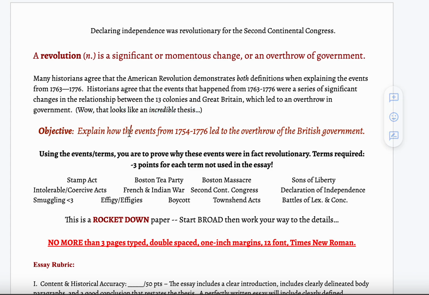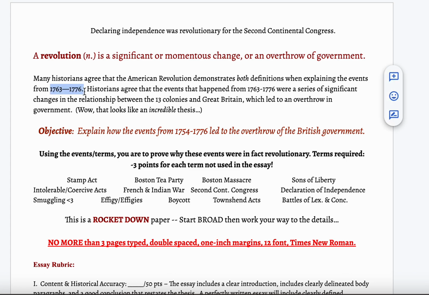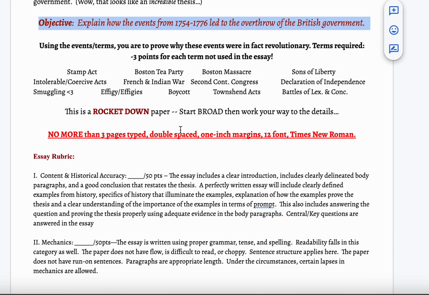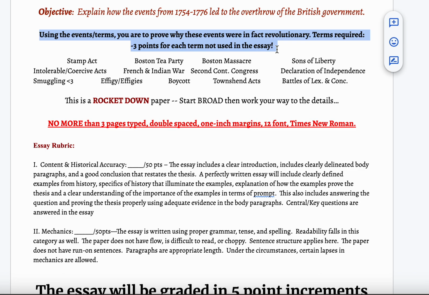I would do that. Your objective is to explain how the events from 1754 to 1776 led to the overthrow of the British government. Now, I know up here it says 1763, but if you think about it, 1754 to 1763 is the French and Indian War. So you're doing that. I can already tell you guys are confused, so you know what? There. I just know you guys are going to be confused because you're ding-dongs. All right. So you're explaining in your essay how the events from 1754 to 1776 led to the overthrow of the British government. You're going to include all of the terms below.